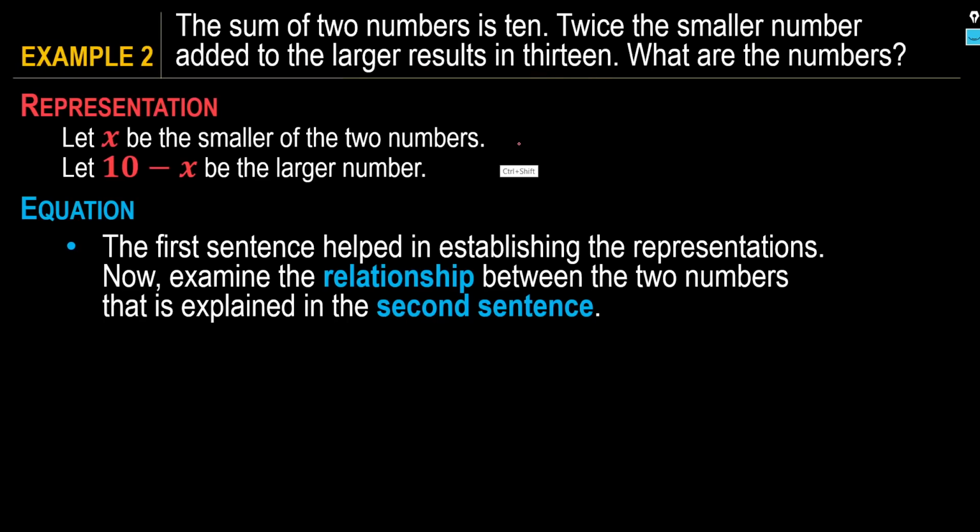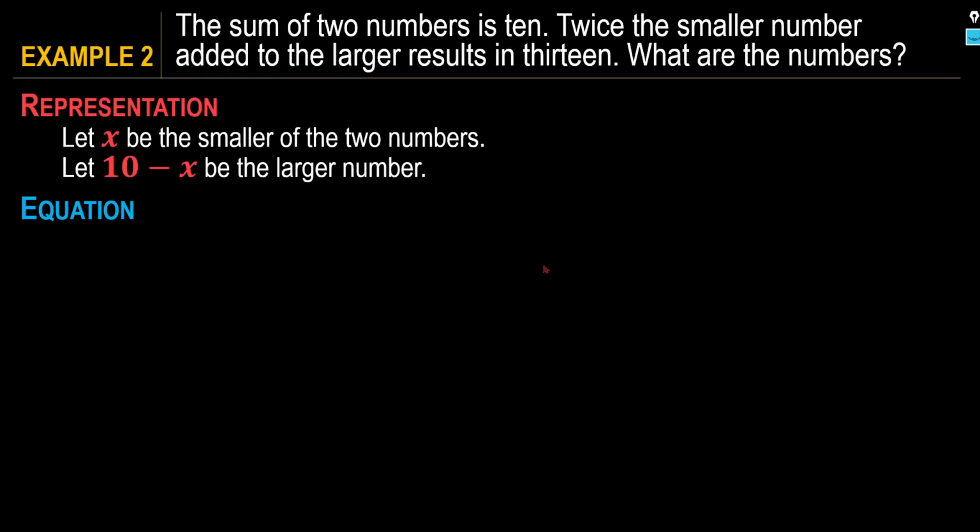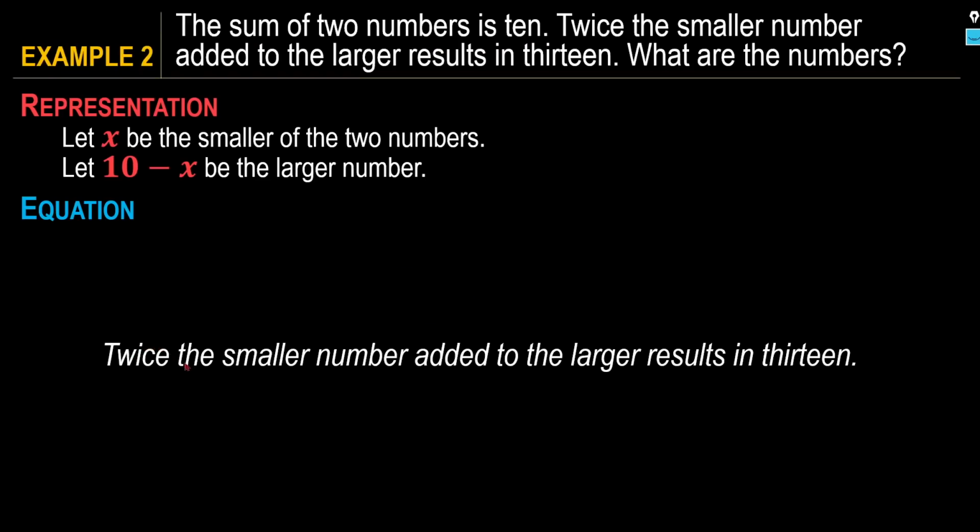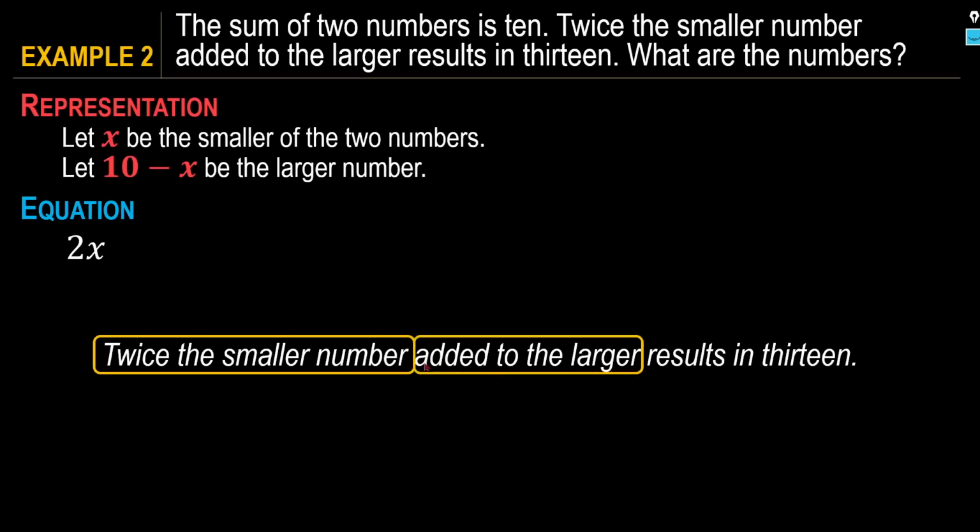Kaya pag ginamit ko yan, note how the equation that turns out will be, again, we can dissect that. Twice the smaller number, that's 2x, added to the larger, dagdag natin dyan, si 10 minus x, results in means is equal to 13. That is my equation right there. Diba? Ginamit mo yung first sentence, yung relationship 1, kumbaga, to set up your representation, and the other relationship to set up your equation. Yeah? That's the way to do it.